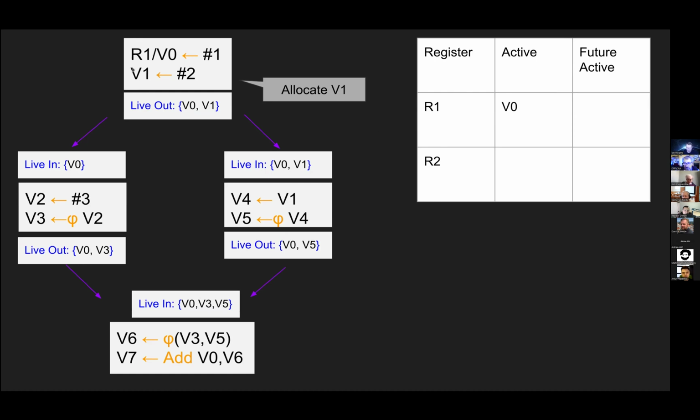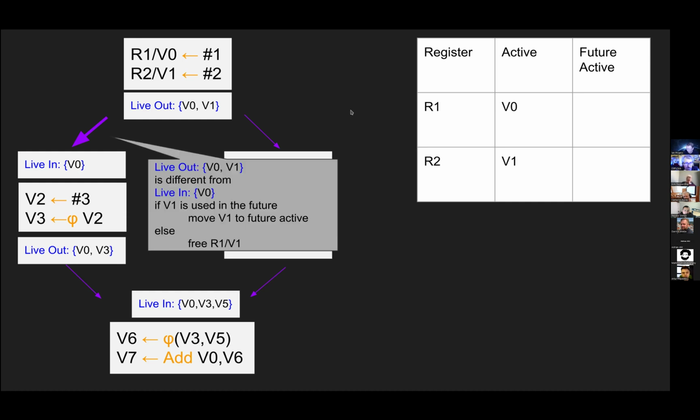I've denoted that on the IR by putting R1, v0 is in R1. You wouldn't really implement it this way in the compiler, but it's just so you can see what's going on. So the next thing we're going to do is allocate v2. On the table on the right, you can see that we've got v0 that's active, and now we have v1 that's active. We're going to process the left-hand branch first. That's why I tried to emphasize the arrow a bit more.